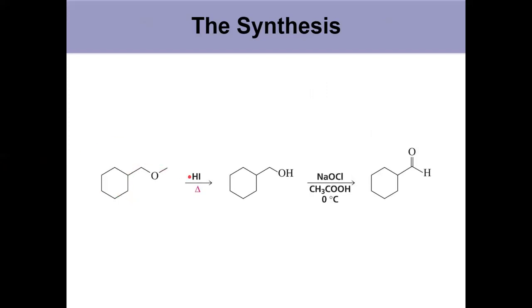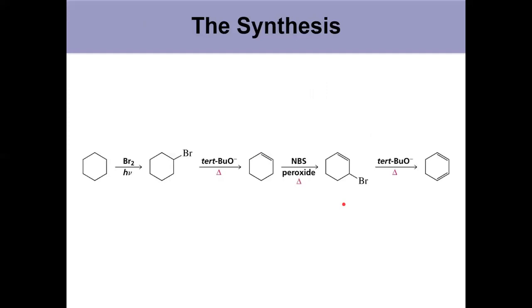Here we've got an ether and an HI from chapter 10 coming together, then the oxidation of an alcohol, also from chapter 10. Another synthesis. Here we see we're using bromine and light, so that's a radical reaction from chapter 12, but then we're doing an elimination reaction from chapter 9. Then another NBS reaction from chapter 12, and another elimination, tert-butoxide here, and heat to favor the elimination.